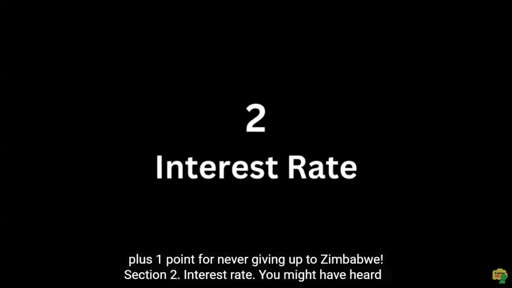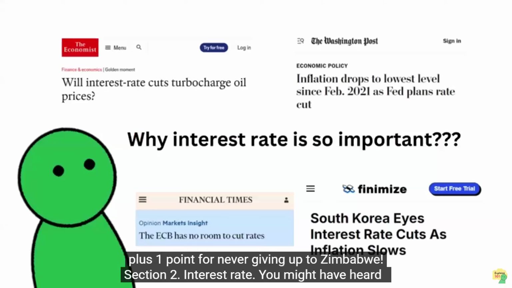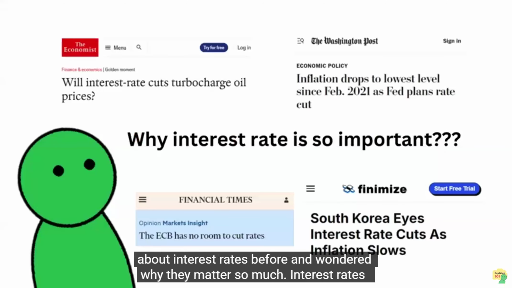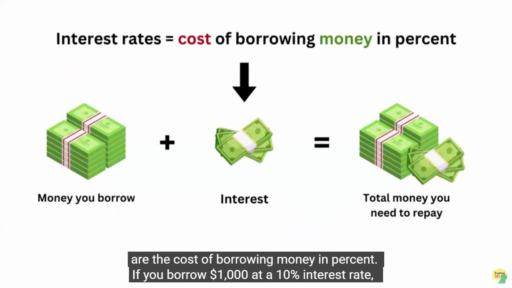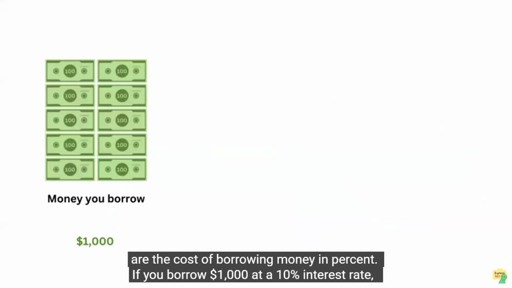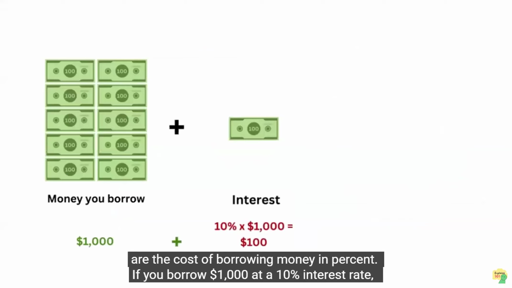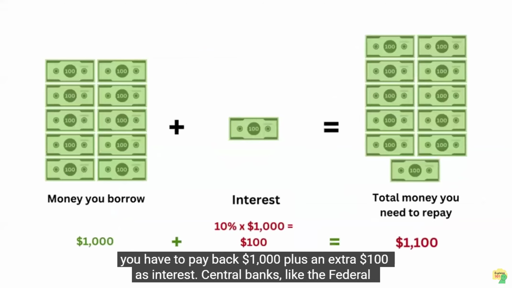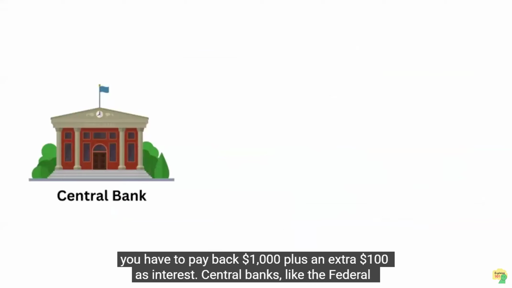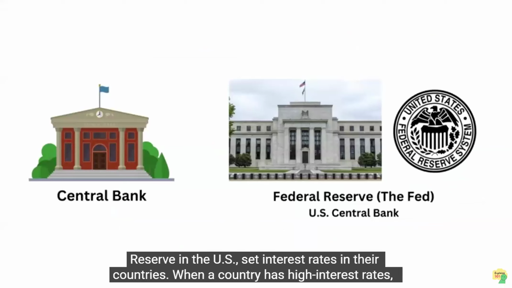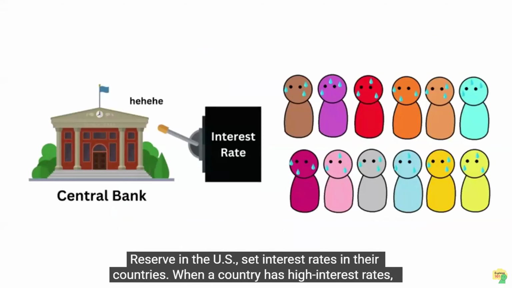Section 2. Interest rate. You might have heard about interest rates before and wondered why they matter so much. Interest rates are the cost of borrowing money in percent. If you borrow $1,000 at a 10% interest rate, you have to pay back $1,000 plus an extra $100 as interest. Central banks, like the Federal Reserve in the US, set interest rates in their countries.